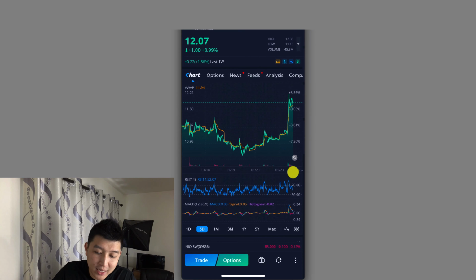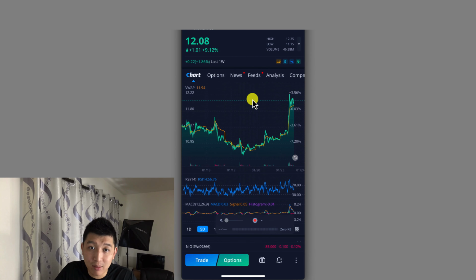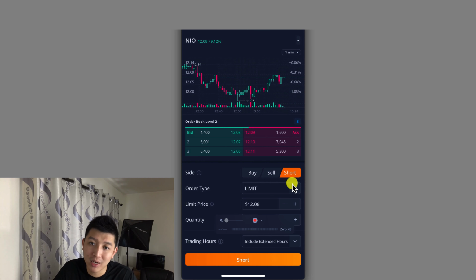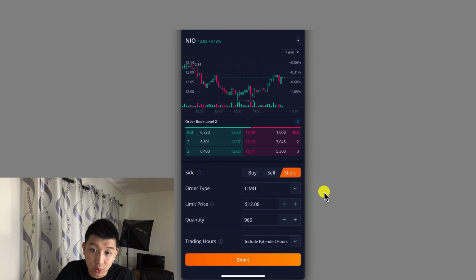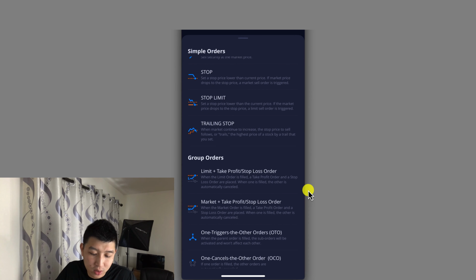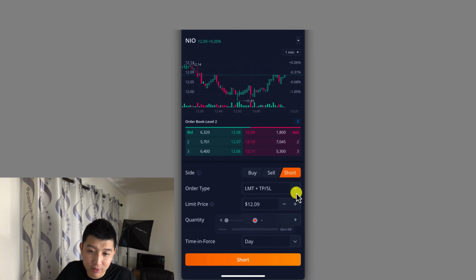Okay, let's go back. Right now I am on NIO, and I'm going to hit trade at the bottom. I am doing a short. Short is basically the opposite of buy. You're selling the stock, but you have to have margin for something like this. I'm going to use limit plus take profit / stop loss, and then scroll down.